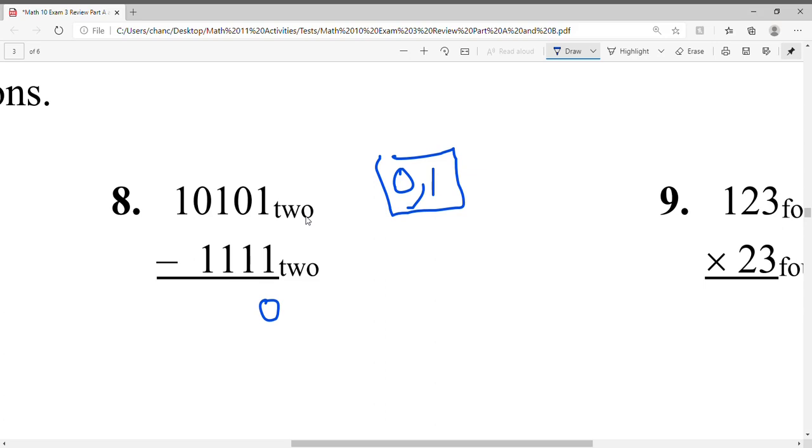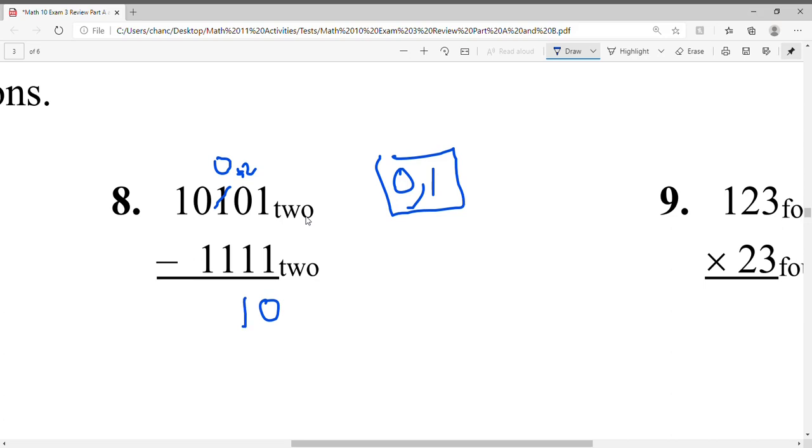0 minus 1, I can't do that. I gotta borrow. So we'll subtract from this. That gives me a 0 here. And then we'll add back a 2. Remember, this is base 2. We're borrowing a 2. We're not borrowing a 10. So we'll add a 2 back. That's going to give me a 2 minus a 1, and that's 1.